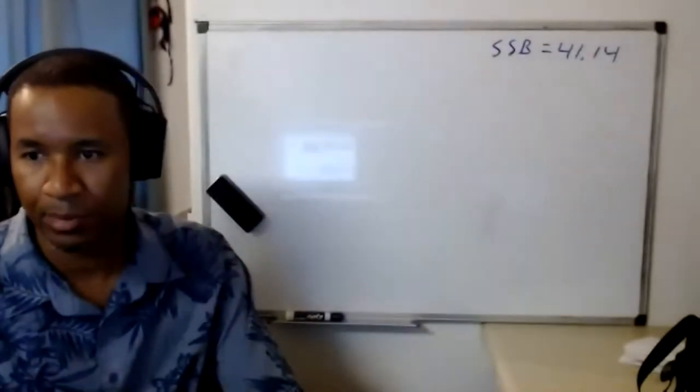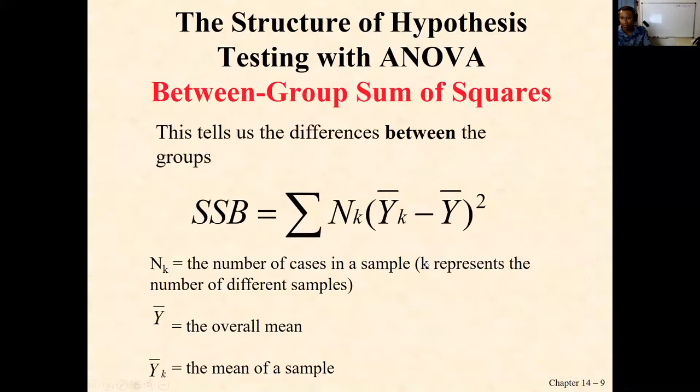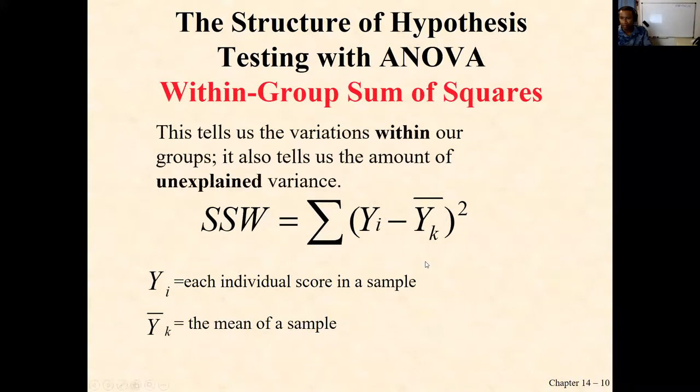our next step to calculate is to find the SSW, okay? Now this tells us how much variation we're seeing within the samples themselves, because we compare the amount of variation between the samples to the amount of variation within the samples, okay?